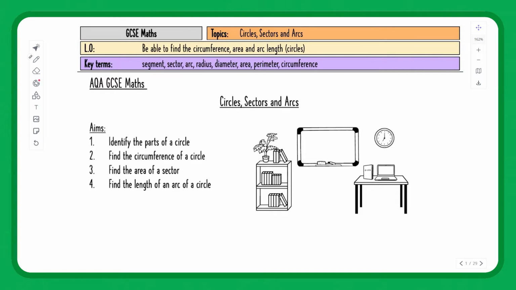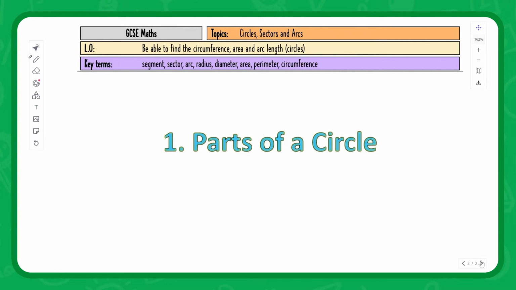So in this lesson, we are going to be working with circles, sectors and arcs, and we're going to be identifying the parts of a circle, finding the circumference of a circle, finding the area of a sector, and finding the length of an arc. So, parts of a circle.